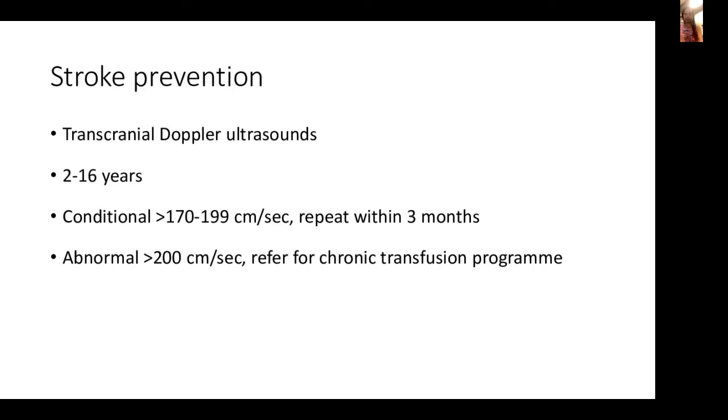If it's conditional, so that's when the velocity is between 170 to 199, it's important that the child has a repeat in 3 months. But if it's abnormal, like very fast, more than 200, that's when you would refer them for a chronic transfusion program because transfusion reduces the risk of stroke. So this is about primary prevention, which is ideal because anything that can stop the catastrophe happening is what we would like to do.